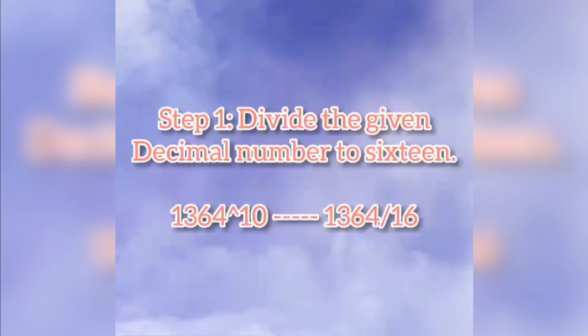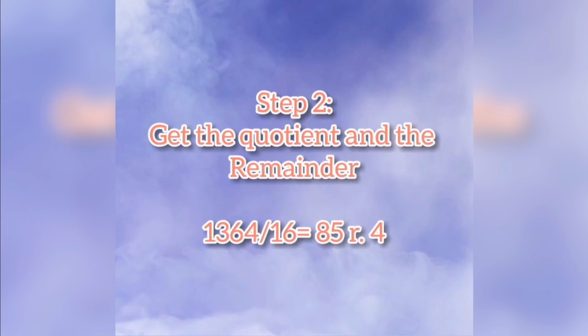Step 1. Divide the given decimal number by 16. 1364 base 10 to base 16: 1364 divided by 16. Step 2. Get the quotient and the remainder. 1364 divided by 16 is equal to 85, remainder 4.